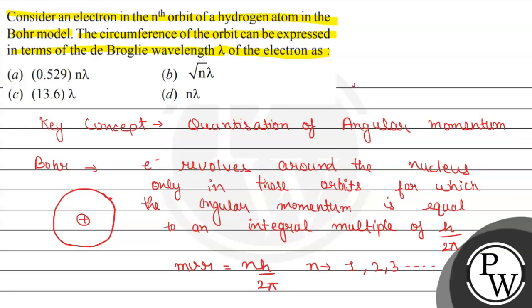So the final answer is option D, n lambda. Let us mark option D as the correct response. और जो हमारे पास option A, B and C है, these are the incorrect ones.